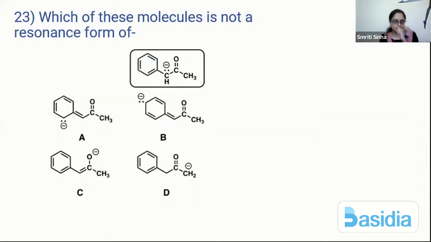Next, which of these molecules is not a resonance form? So you have this structure and you need to tell which of the following will not show the correct resonance form of this structure. If you see, you can move this negative charge here and make a new negative charge here. So you get this structure if you draw it properly.